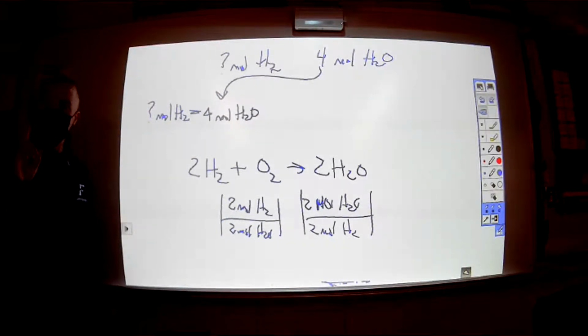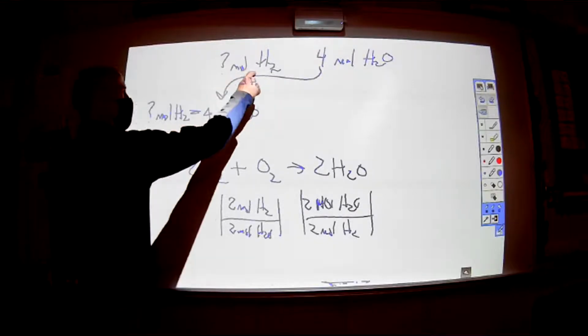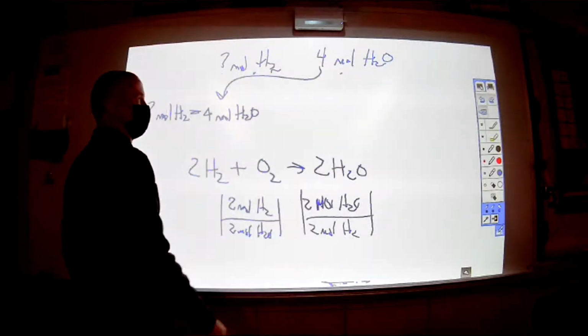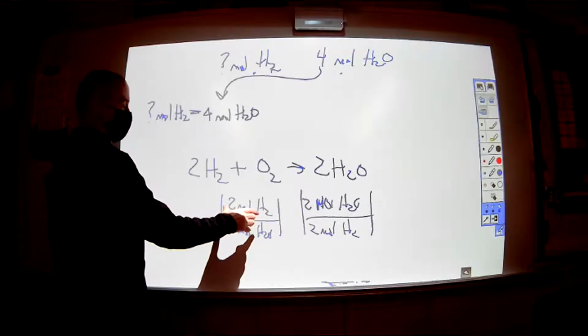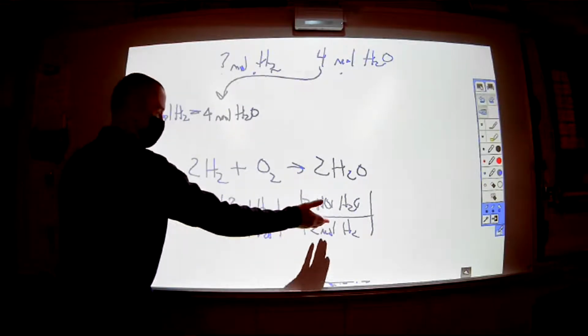Now we've got to plug these in to see if our guess was right. Our guess was 8. Is our guess right now that you're looking? Two moles of hydrogen for every 2 moles of water. Which of these conversions am I going to pick, the left one or the right one?